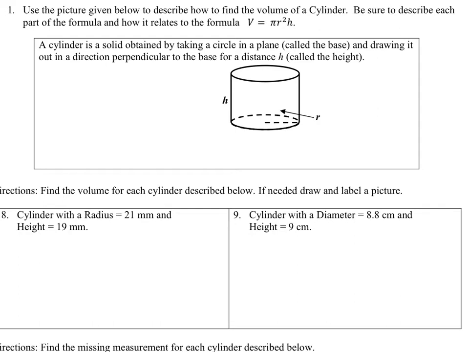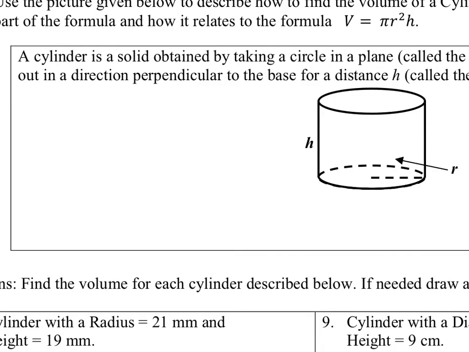A cylinder is a solid obtained by taking a circle in a plane, called the base. So the circle is the base of the cylinder, and then we draw it out in a direction perpendicular to the base. That's very technical. All they're really saying is that you draw a circle, but in a 3D dimension, and then you draw it down like this, and then you draw another circle there at the bottom.